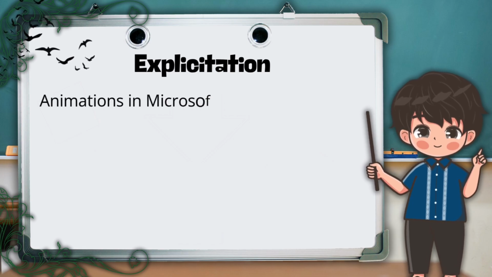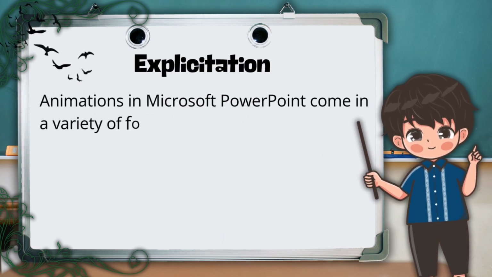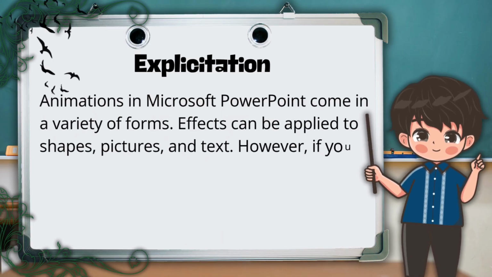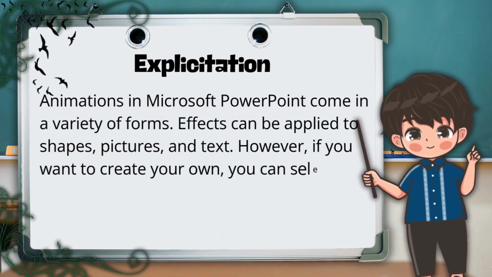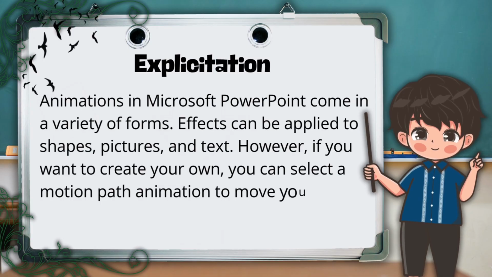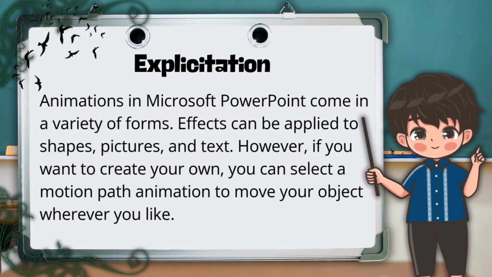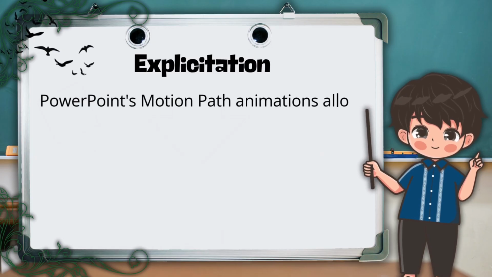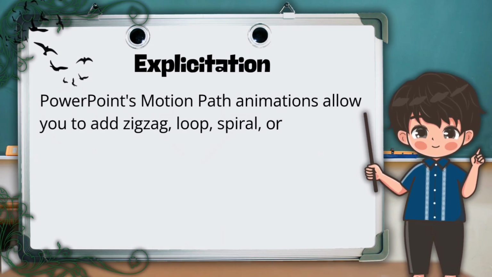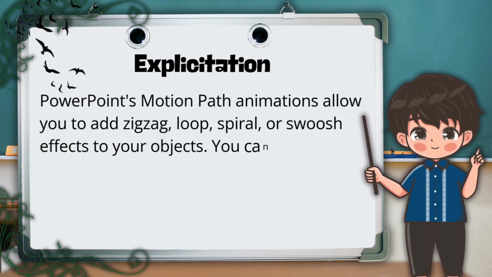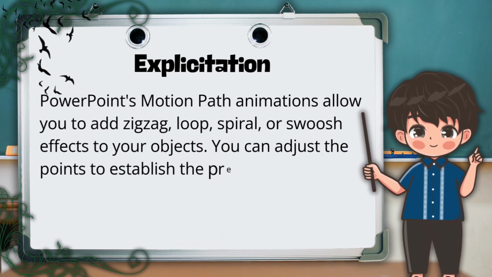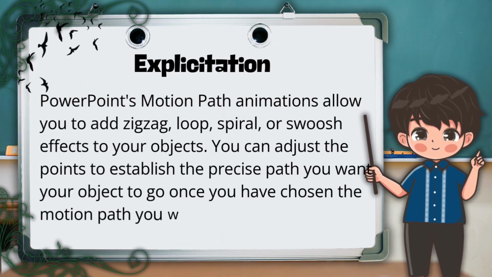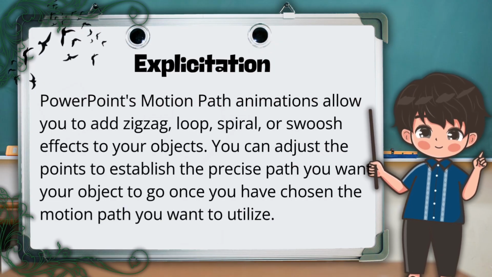Animations in Microsoft PowerPoint come in a variety of forms. Effects can be applied to shapes, pictures, and text. However, if you want to create your own, you can select a motion path animation to move your object wherever you like. PowerPoint's motion path animations allow you to add zigzag, loop, spiral, or swoosh effects to your objects. You can adjust the points to establish the precise path you want your object to go once you have chosen the motion path you want to utilize.